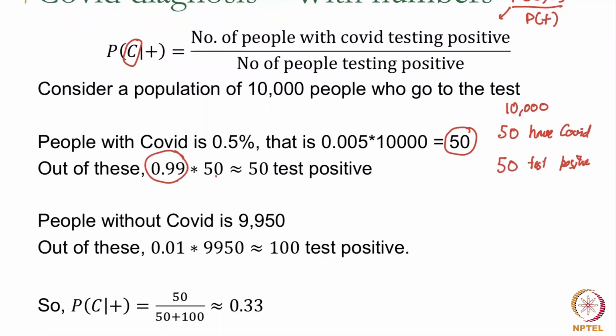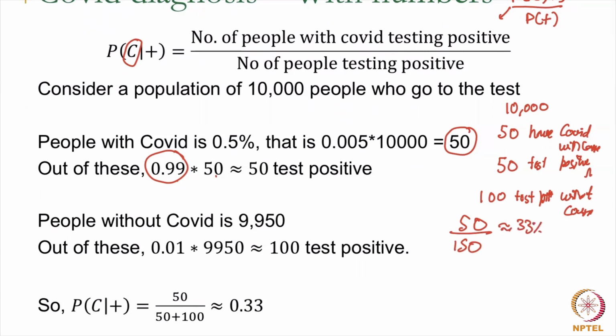But in these 10,000 people, 9,950 did not have COVID. And out of them, a very small number, only 1% test positive, which is 99.5, so about 100 test positive without COVID. So 50 test positive with COVID, 100 test positive without COVID. Now you collect these people who have tested positive. Only 50 have COVID, but there were 150 people.